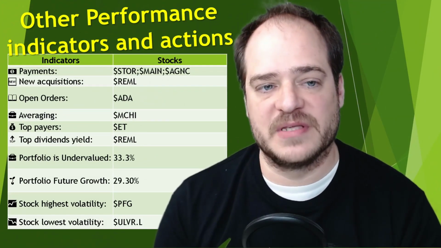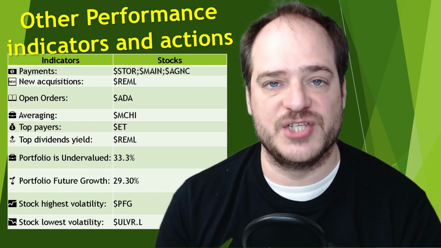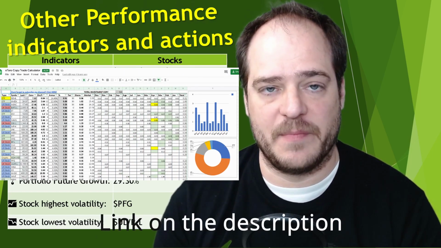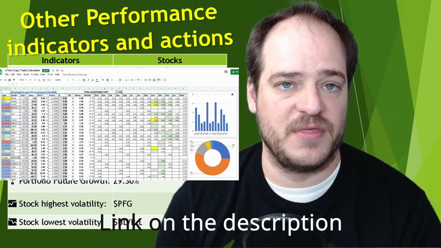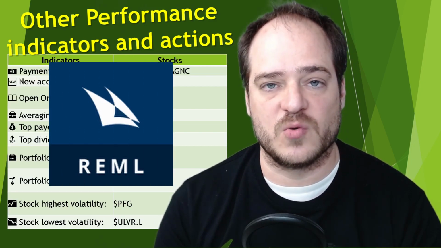In terms of payments that we had this week, they were Store, Main Capital, and AGNC. We're going to see this on the spreadsheet so you can have a better look at what's actually been paid for this week and for this month, and also the actions. In terms of new acquisitions, it was REML.